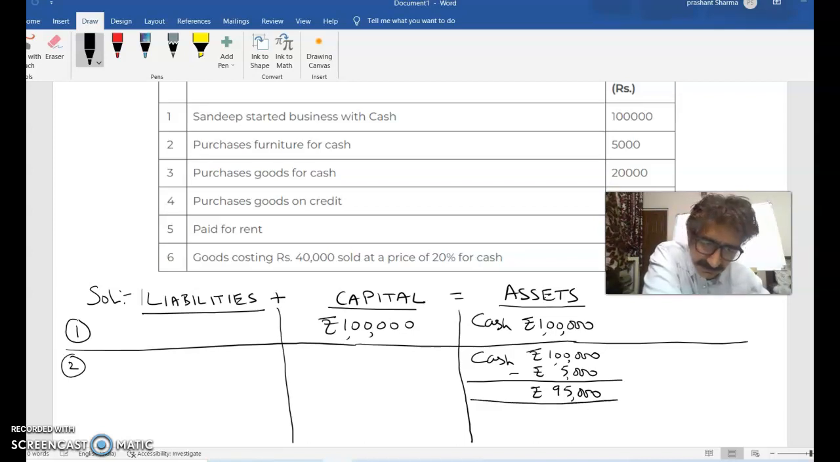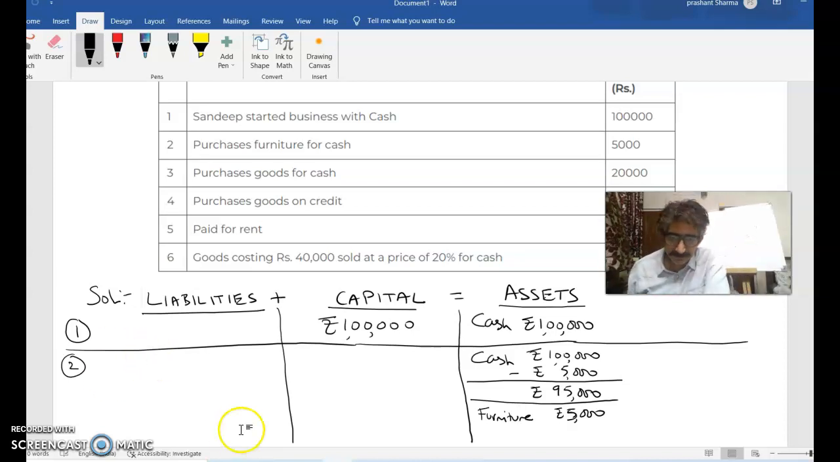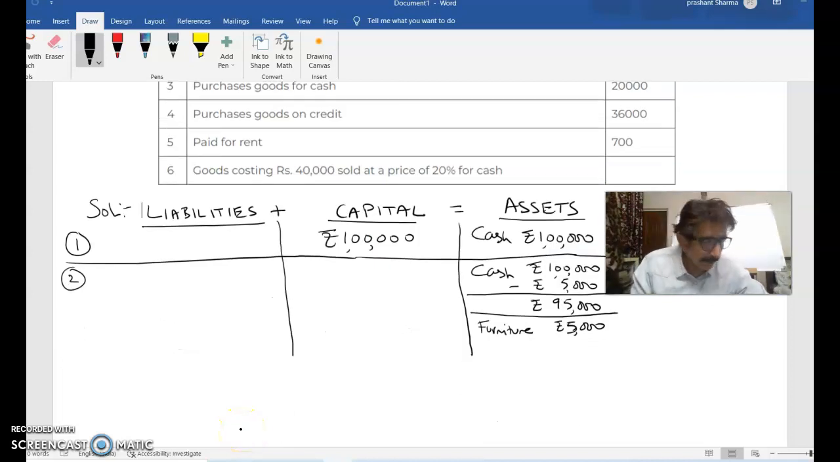Furniture is an asset because it has value. So furniture is a new asset which you are going to show under the column of assets with the value of 5,000. So I hope it's clear. Capital remains intact. It remains as it is, 1 lakh. I'm copying from above.